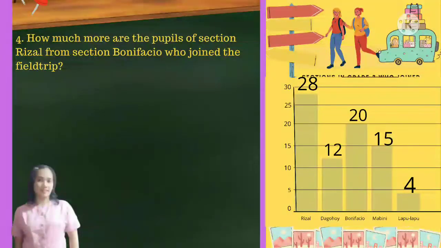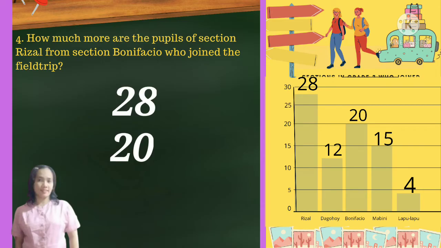Number 4. How much more are the pupils of Section Rizal from Section Bonifacio who joined the field trip? Did you answer 8? That's right. That is because the number of pupils in Section Rizal is 28, while that of Section Bonifacio is 20. So we have the following solution. 28 minus 20 equals 8.